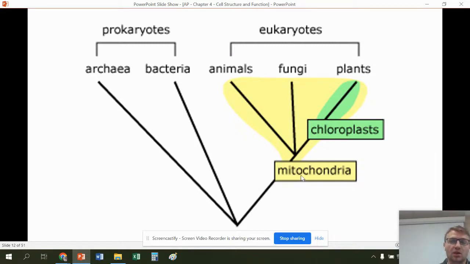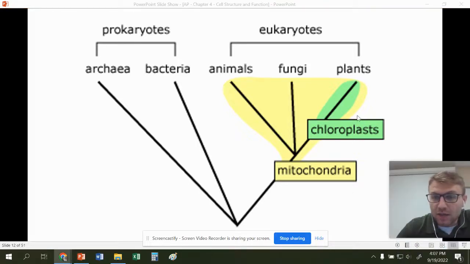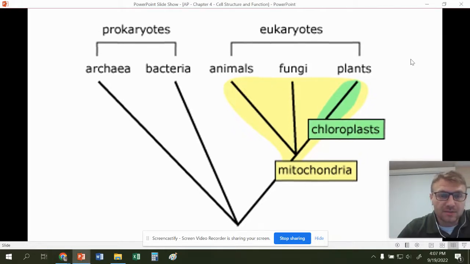We can see that the mitochondria is in all eukaryotes, the animals, fungi, and plants here. And then we can see that plants are the only ones that took in the chloroplasts. So all plants have those chloroplasts. That's why we don't have chloroplasts.